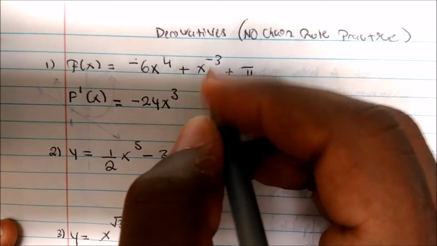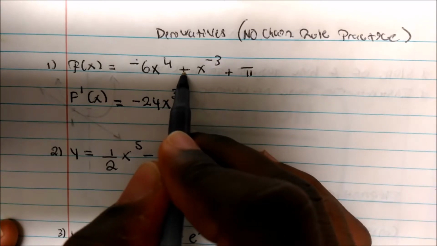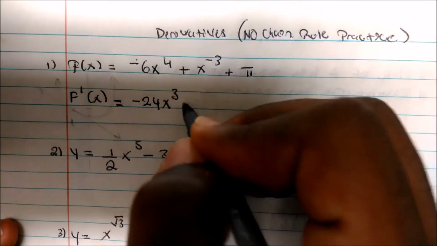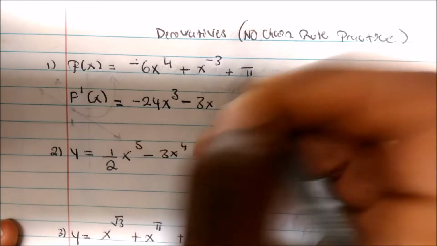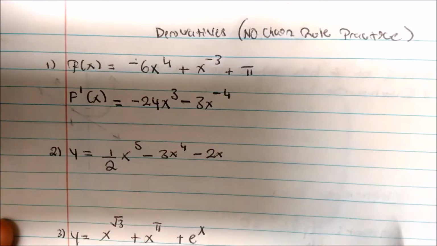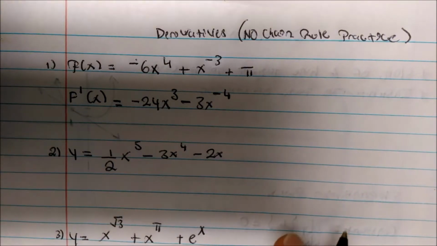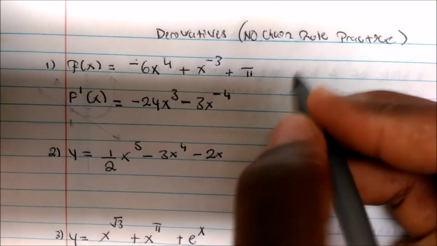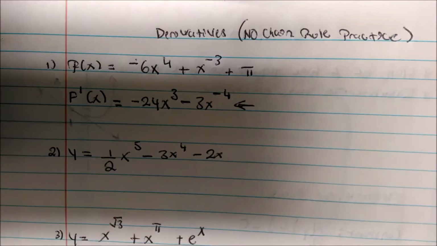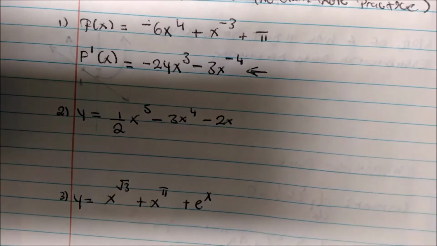We're also going to bring down this 3. Now this 3 right here will be a plus and a minus. So this is just going to be minus 3x to the negative 4, right? Because we subtract 1 from that. And interestingly, this is my answer right here, because the derivative of pi is 0. Why? Well, pi is not a variable. Pi is actually a number. It's in its variable form, but we all know pi is like 3.14 something. So that's very important to know.